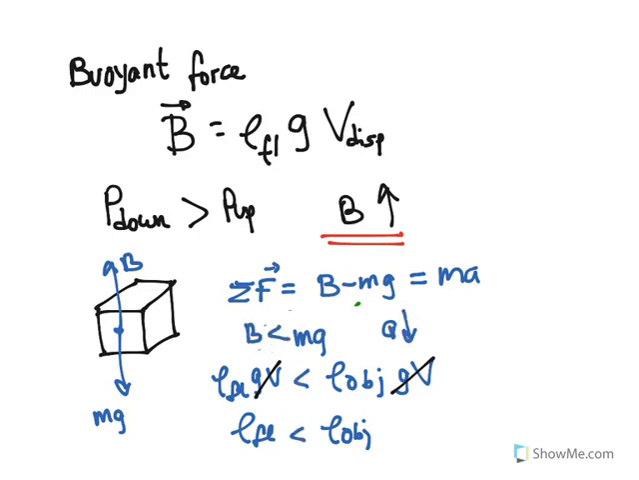The very same reasoning applies when the mass times gravity, or the weight of the object, is larger than the buoyant force. This means that the acceleration will go downwards, and this will happen when the fluid has less density than the object. The object is more dense, and that's the reason why more dense objects will tend to go downwards.